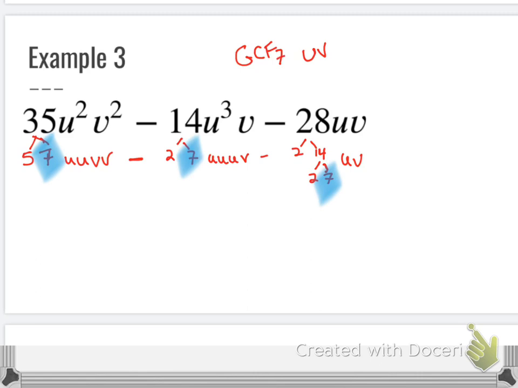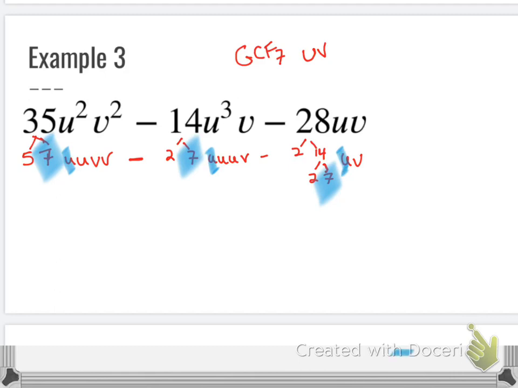And then the other ones have the 5. 5's not in all of them. There's a 2 in the last two, but it's not in the first one, so we know we can't use it. And then we can verify like we did on the other one to make sure we got the right variables. You see that you have a U here, a U here, and a U here.